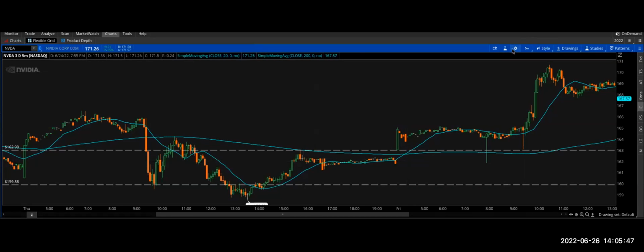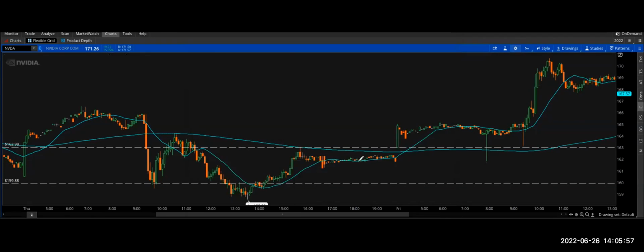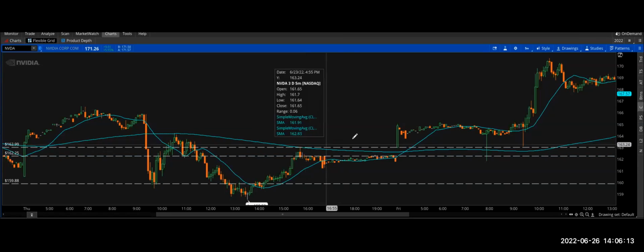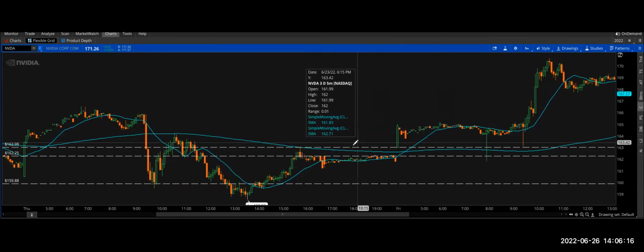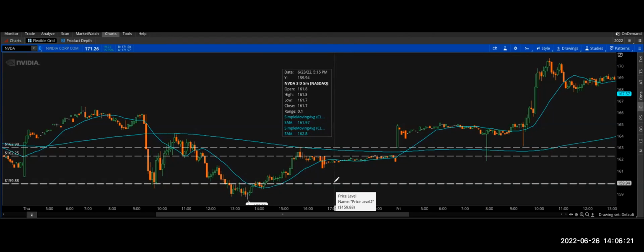Give me a second here. I gotta put on my data box because it's easier for me to do that, so I can get this done properly. So the close is 162.24. So 162, and I can always adjust this. So here's the high of the last hour. Here's the low.